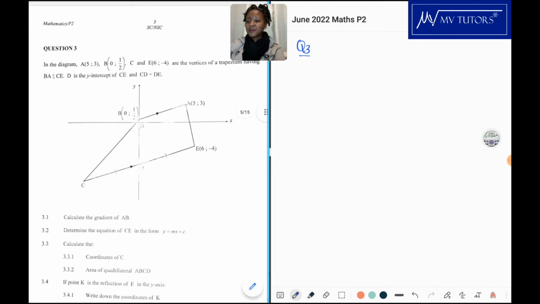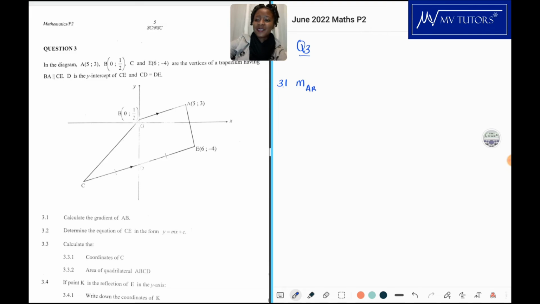Okay, and now 3.1 says we should calculate the gradient of AB. Okay, so this is where you score marks because you've been calculating the gradient from grade 10. So this should be very easy. So the gradient of AB, what are we expecting the value to be? Positive or negative? Well, it definitely has to be positive, right? If you get a negative value there, then you have done something wrong.